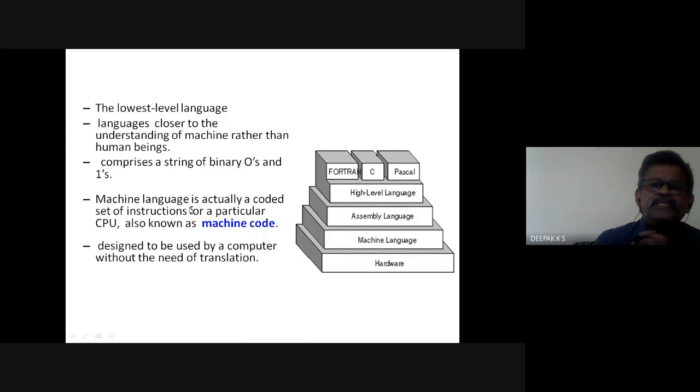So actually machine language means many patterns of ones and zeros. You get a code. So this is the machine code. So it is difficult to understand. So this can be, however, understood by the hardware.